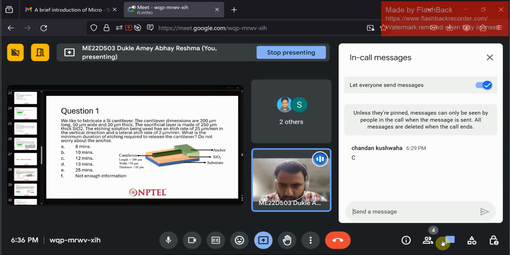Anyone can take a guess for this. This is quite an interesting question. Can you just take any guess on it? Even if you don't know the answer, how will we approach it? Can you just give me an idea?